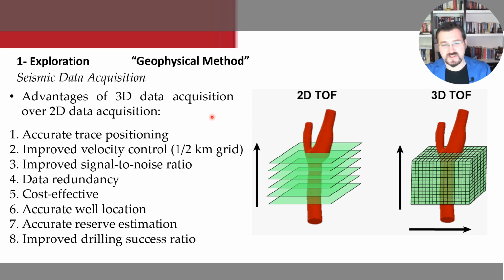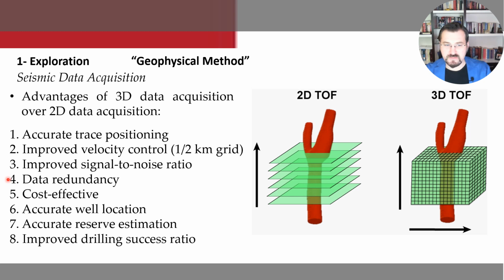So the 3D mapping style gives you accurate trace positioning, improved velocity control, about a half kilometer grid. Okay, if you divide it in grids, half kilometer each. So improved velocity control is possible. Improved signal to noise ratio is possible compared to 2D.